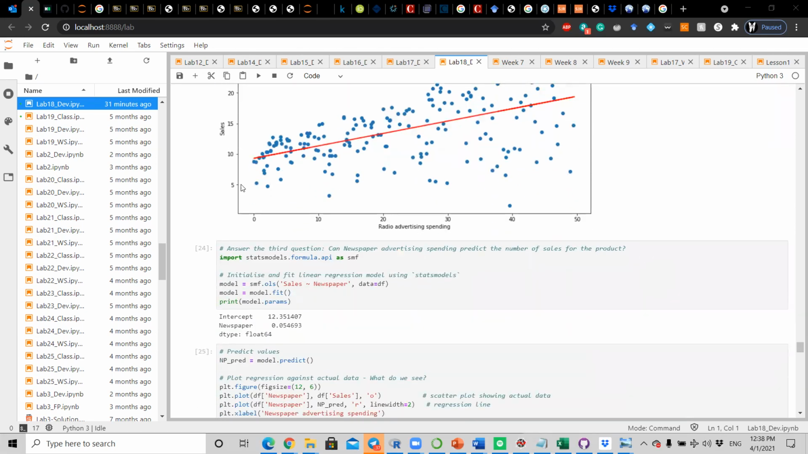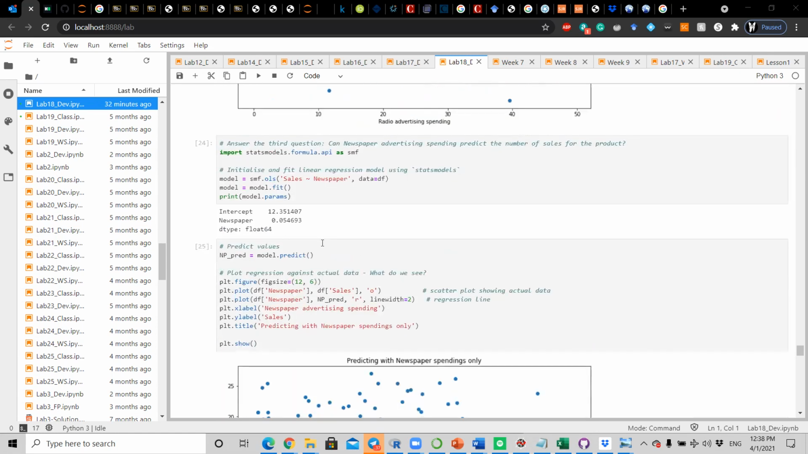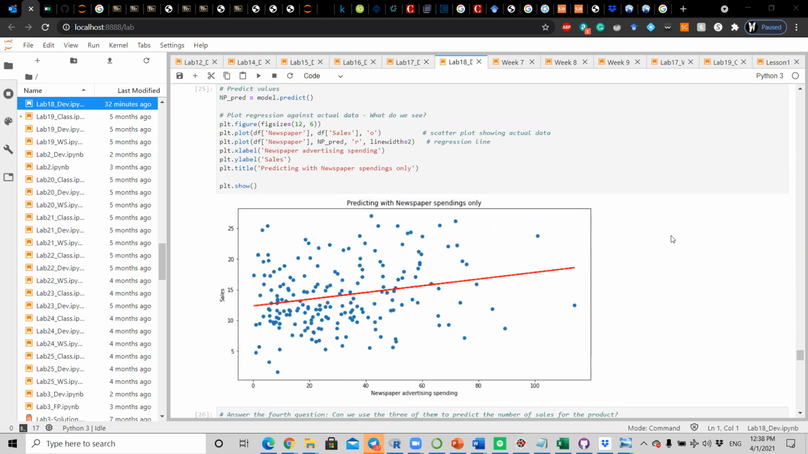Now, what about newspaper? We're going to do the same thing. Sales versus newspaper, we're getting the parameters, we're fitting the model, and we are getting the graph. Lovely, isn't it?